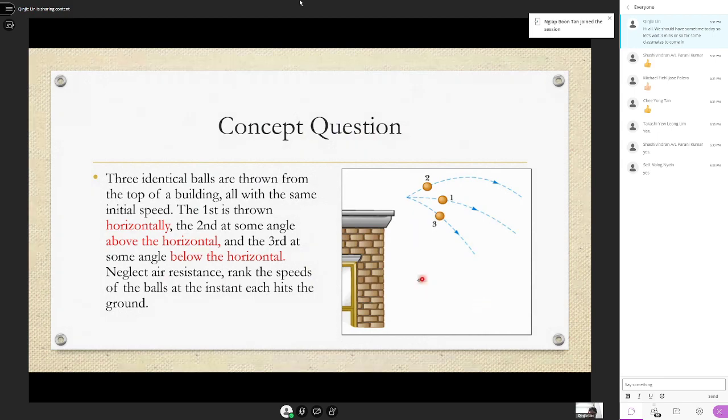Imagine the ground is at the same level. When the balls hit this level at the same height, rank the speeds. Which one do you think will be fastest or slowest? Of course, the answer is in the next slide, but take a minute to think about it, because if you get this right, that means you roughly get the idea of this entire topic already.